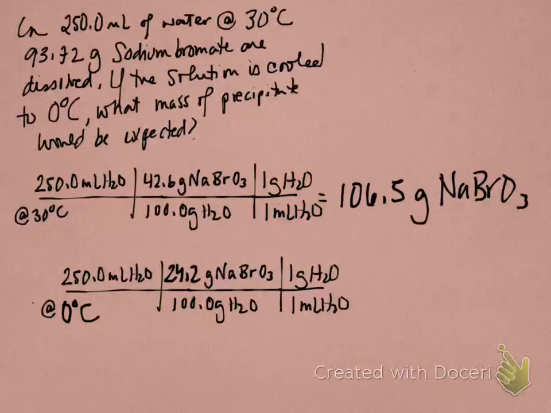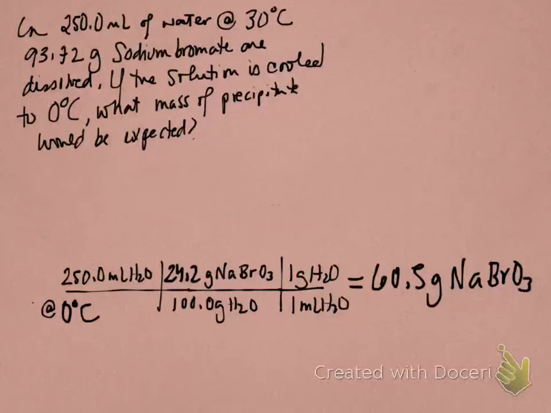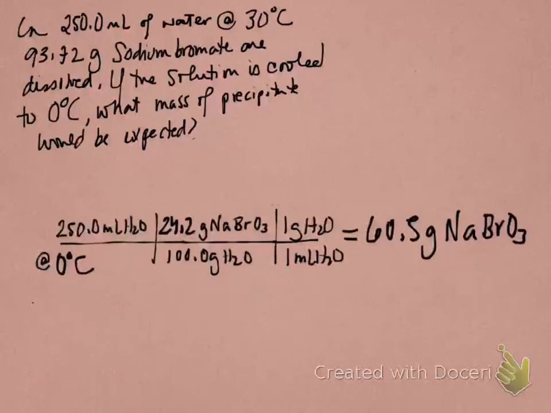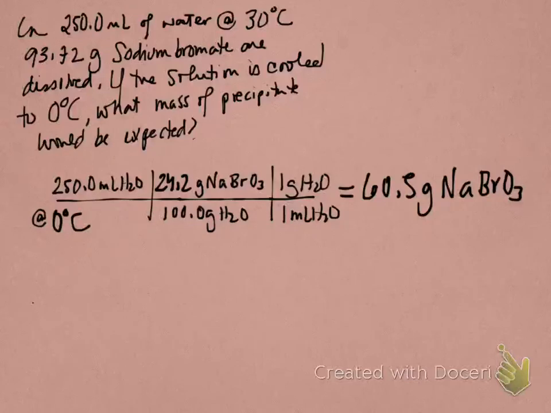So 24.2 times 2.5. How much sodium bromate can a 0 degree solution hold? Oh, that's right, no calculators. 60.5 grams of sodium bromate. So is that the question that was being asked? Are we still not to the question? Okay, this still doesn't answer our question.